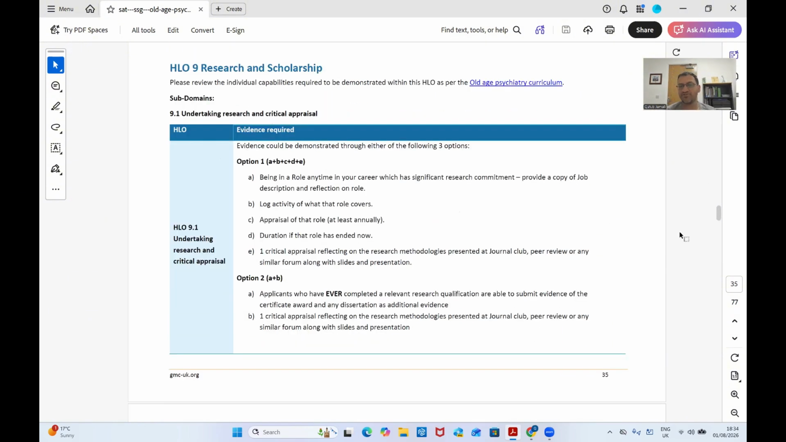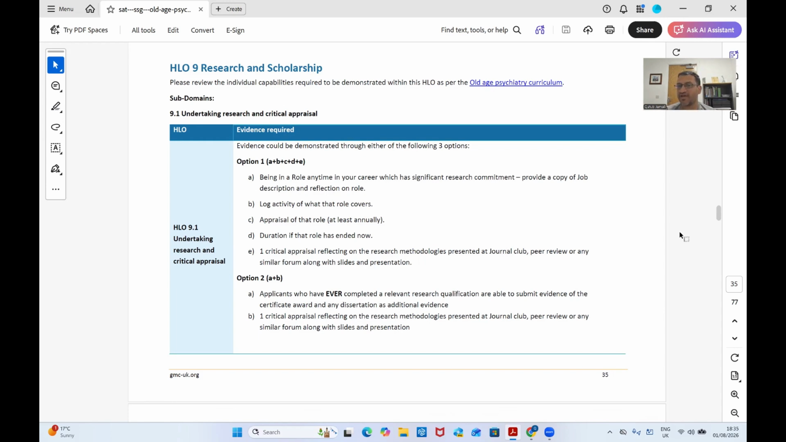Now, when it comes to option two, if an applicant has ever, and there is no time limit here, it could be 10 years ago, 15 years ago, doesn't matter, completed a research qualification, whether it was an MPhil, MD research, or PhD, that is something you can include as evidence along with the dissertation you did.